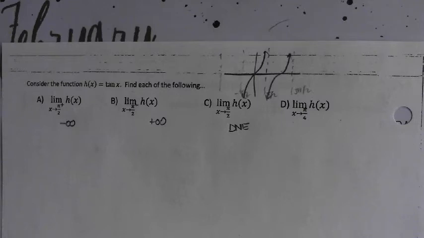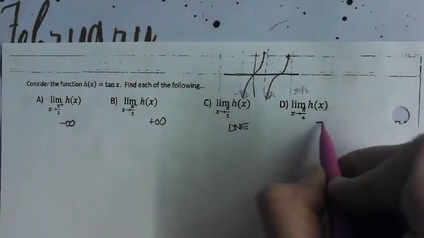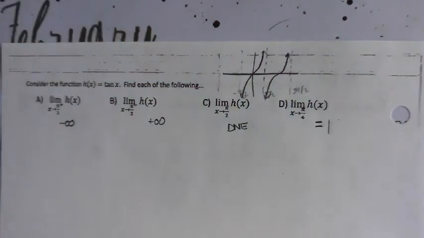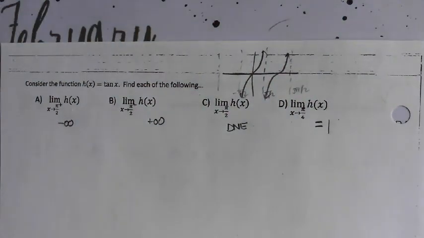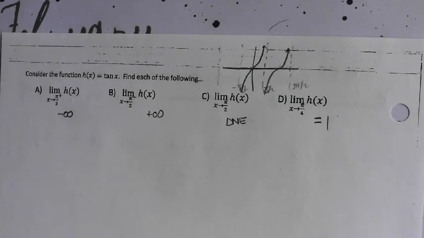And then how about our limit as we approach pi over 4? What do you think we should do, Winter? Just plug it in, because pi over 4 is not a hole, it's not an asymptote, so it should be able to be directly evaluated, and the tangent of pi over 4 is 1. You forgot, right? It's been so long. Oh boy, we got to go into that again. Tangent of pi over 4 is 1. Do you agree with that, Adam? Okay. Any questions on that?